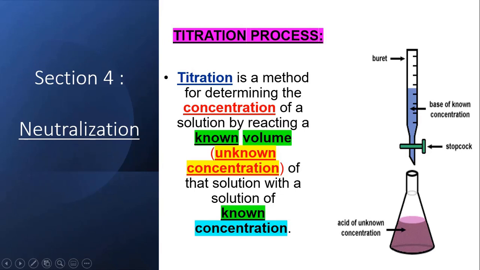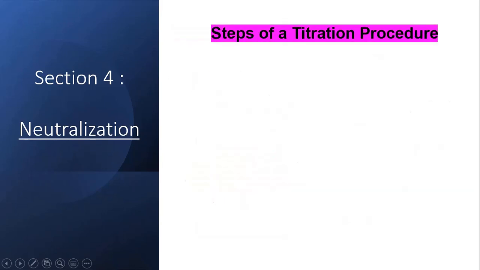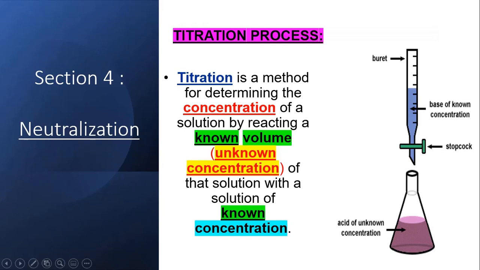I know the volume that will be added. I know the concentration of that base. So the solution whose concentration I know will be in the burette, and the solution whose concentration is unknown, which we need to calculate, will be in this flask. Simple and easy. If you know the concentration, you keep it in the burette. If you don't know it, you keep it in the flask.